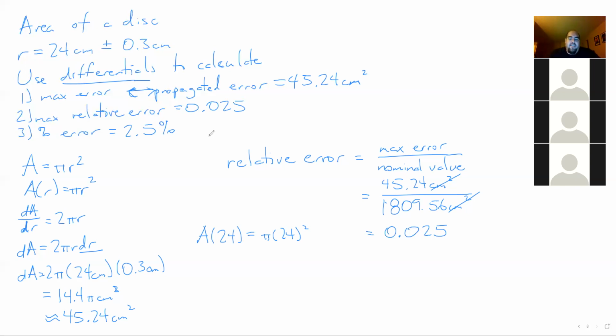2.5% gives me a lot better of an idea as to how significant that error in measurement is than 45.24 centimeters squared. If the only information I had was that, then, well, was the original disk 12 centimeters or was it 24 meters? Because in one of those cases, that error is a lot more significant than the other. But the purpose of having that percentage error or the relative error gives you a better idea as to how well controlled this thing is.